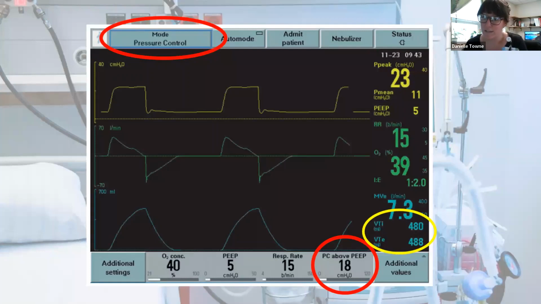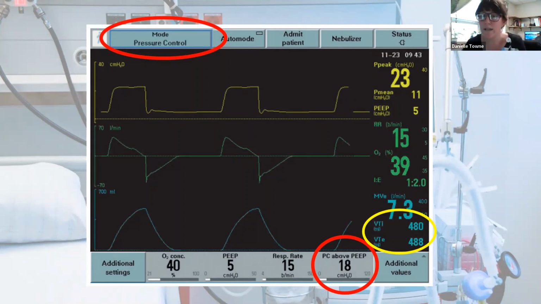Now, a pressure targeted setting is being measured by pressure, right? You will program the ventilator to provide a certain amount of pressure, and the ventilator will give volume until the lungs reach that preset pressure, and then it stops giving a breath. So unlike the volume setting, where the volume is fixed and the pressure is variable, in a pressure setting, the pressure is fixed and the volume is variable.